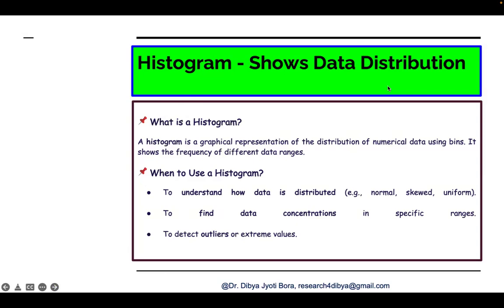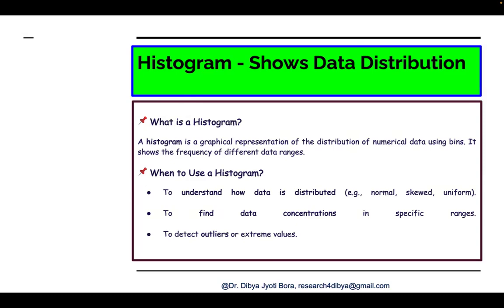Then the next one, which is very important, is the histogram. Okay, histogram is very important, we use it everywhere. So what is a histogram exactly? This is a graphical representation of the distribution of numerical data using bins, and it shows the frequency of different data ranges. So how many values are in different data ranges, and what the frequency is, to find that out you can just take the help of a histogram.